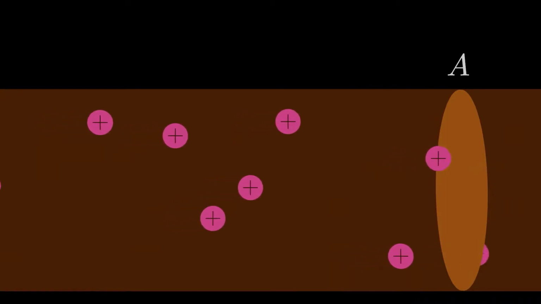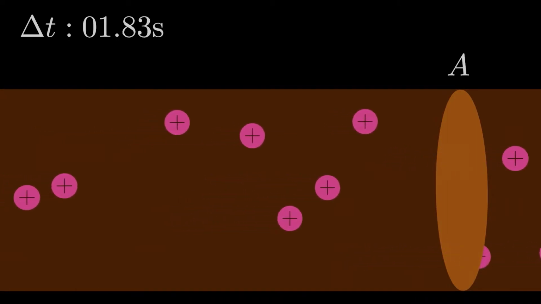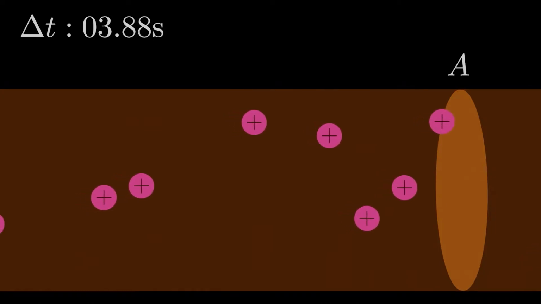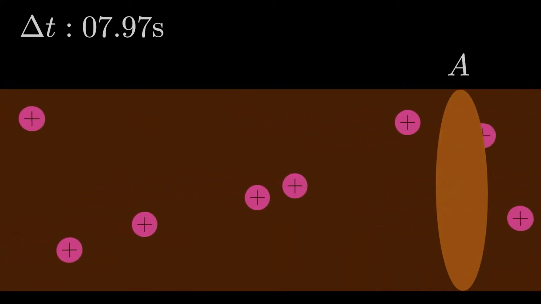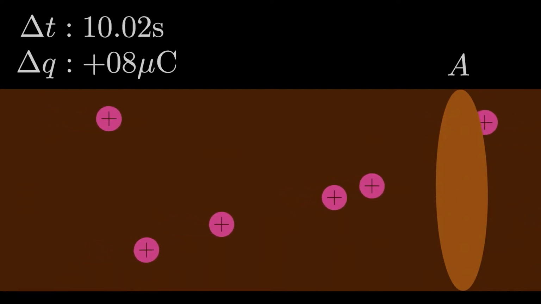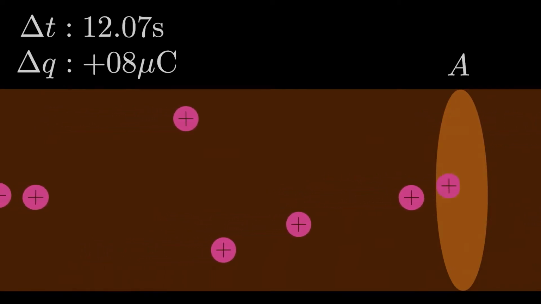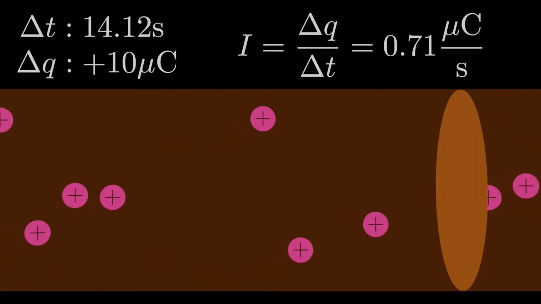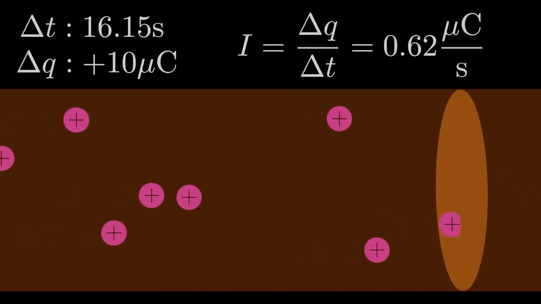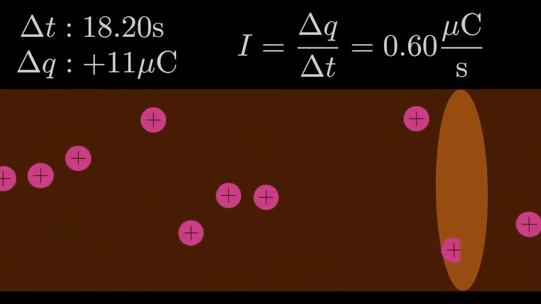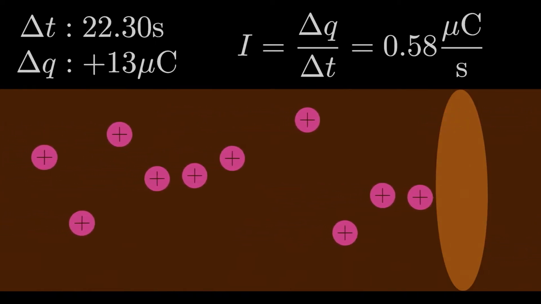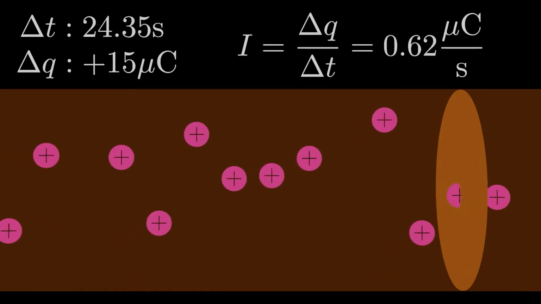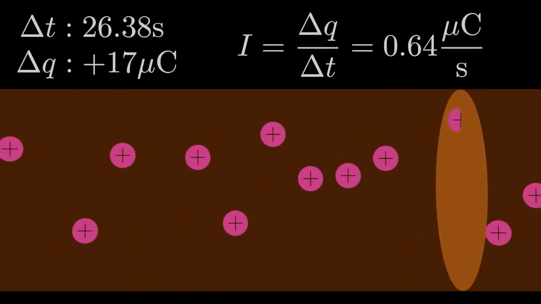Imagine we spend some time delta t looking at this cross-section. During that time delta t, we measure how much charge flows across the cross-section. Why don't we call that delta q? Then if we take delta q and divide it by delta t, this is the average current in the wire. That's it. That's our definition for current. It's the amount of charge that flows across this cross-section during some time interval, divided by that time interval.